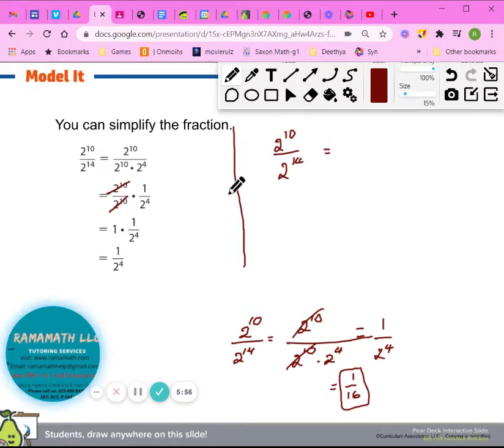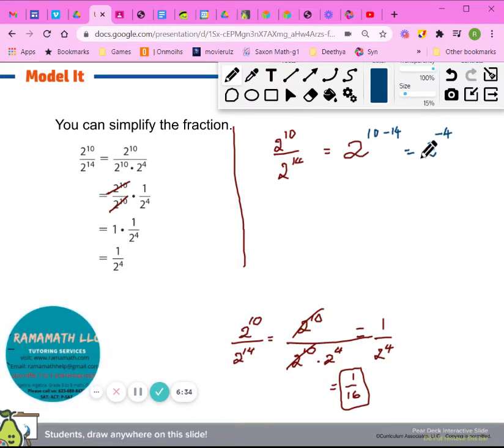You remember we learned when you have the same base, you keep the base and you subtract the exponents. Let's subtract the exponents. So that is 10 minus 14. Use the chat box and tell me what is 10 minus 14. 10 minus 14 is negative 4, because negative is a bigger number. We always have to be careful with the negative. So that's 2 to the negative 4.